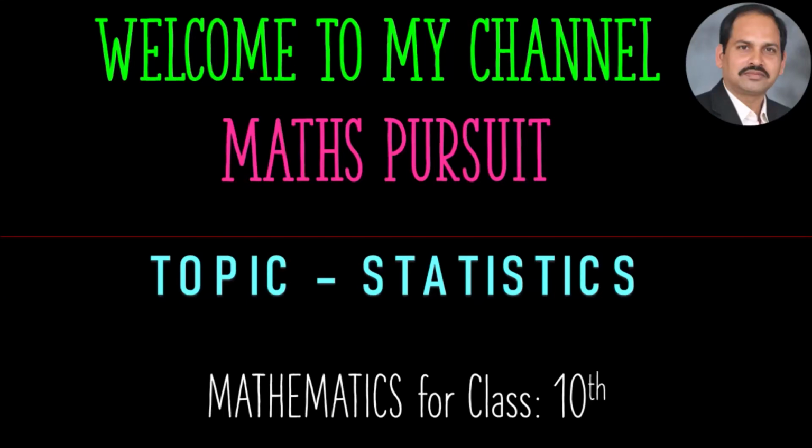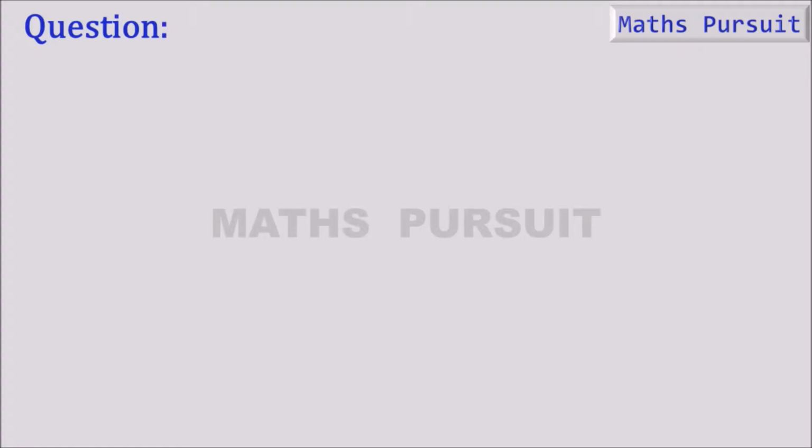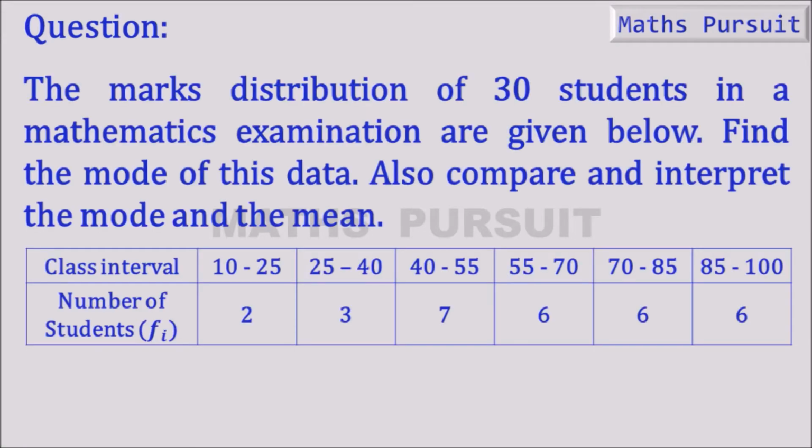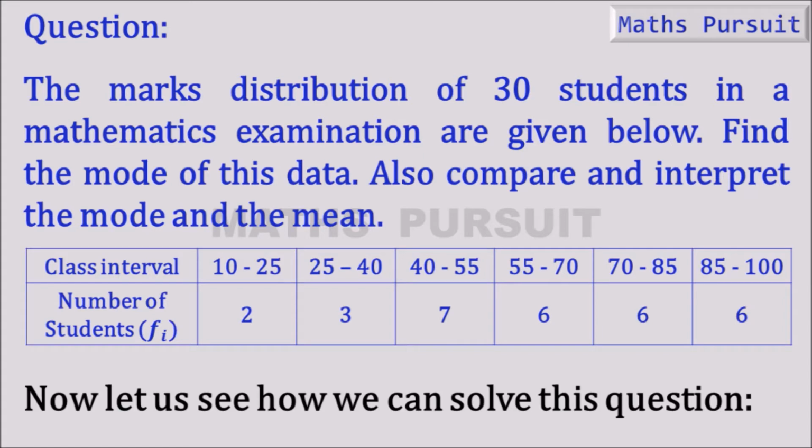Today under the topic statistics, let us see what exactly we have in the question. Now moving on to the question, it is given that the marks distribution of 30 students in a mathematics examination are given below. Find the mode of this data. Also compare and interpret the mode and the mean. Now let us see how we can solve this question.